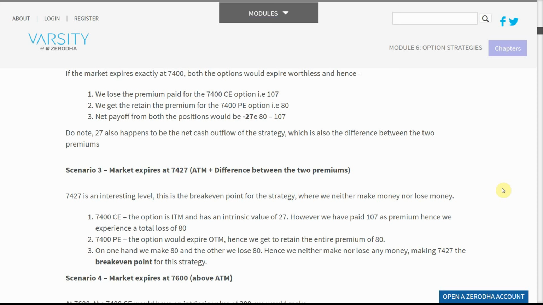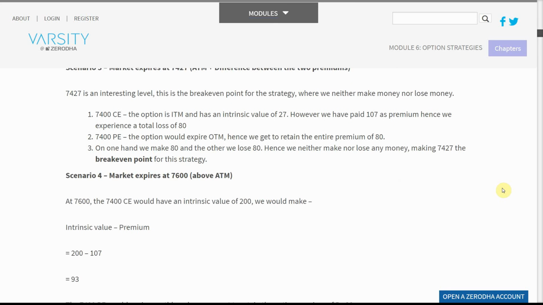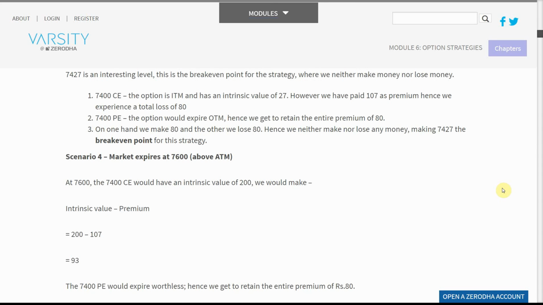However, we have paid 107 as premium, hence we experience a total loss of 80. At 7,400, the put option would expire OTM. Hence we get to retain the entire premium of 80. On one hand we make 80 and on the other we lose 80. Hence we neither make nor lose any money, making 7,427 the break-even point for this strategy.